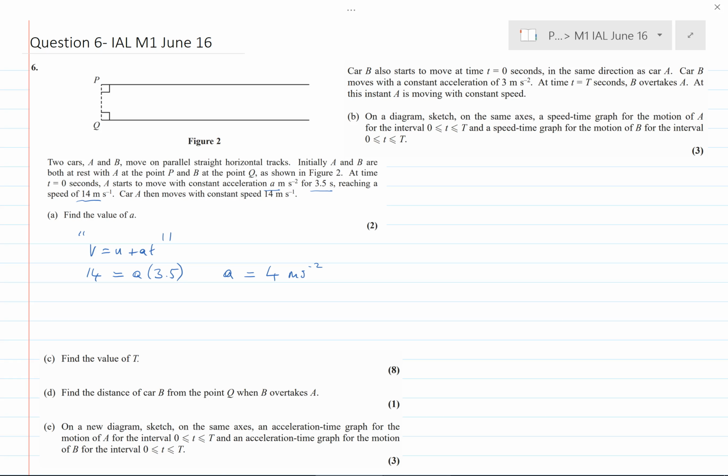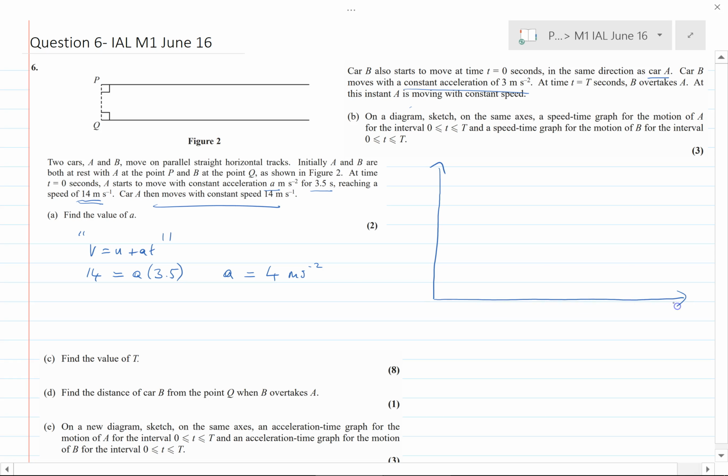Let's look at B then. It talks about car B, which starts to move at time t equals 0 in the same direction as car A. So let's say they're both moving along this track. A accelerates initially and then moves with constant speed, 14 meters per second. So let's do A first, and then just put B on top of it.